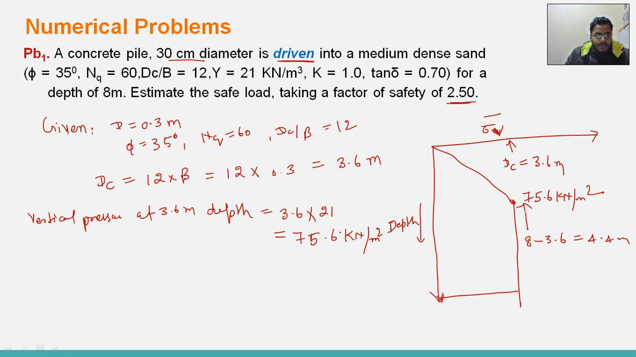Okay, now we can apply the formula. We can calculate the QP separately. So QP is Q into NQ into AP. So we have the Q, we have the NQ, we have the AP. Okay, so now directly we can calculate QS also.